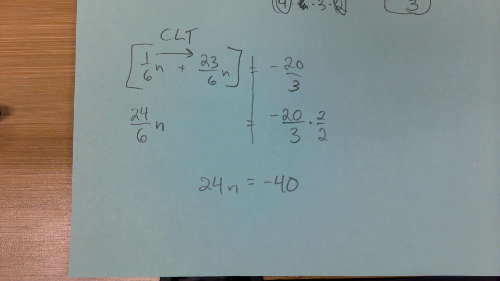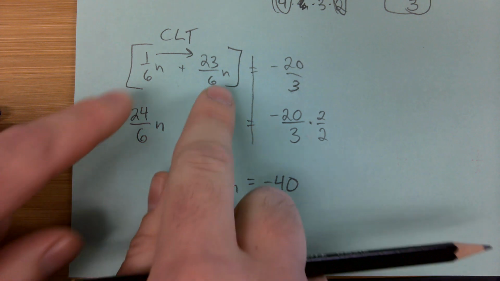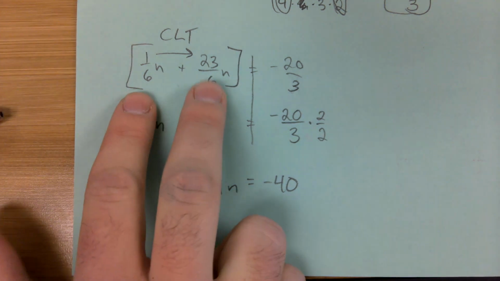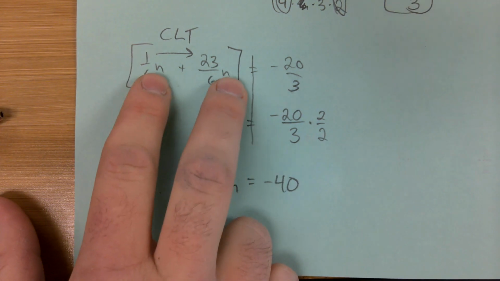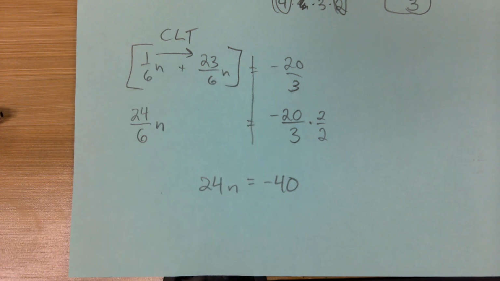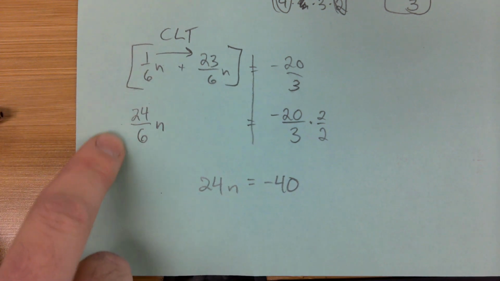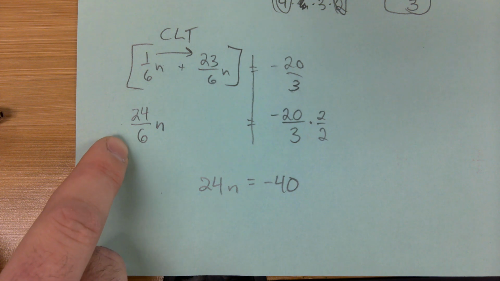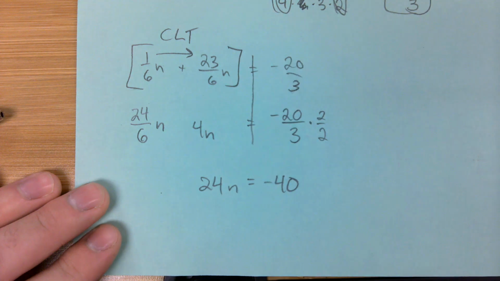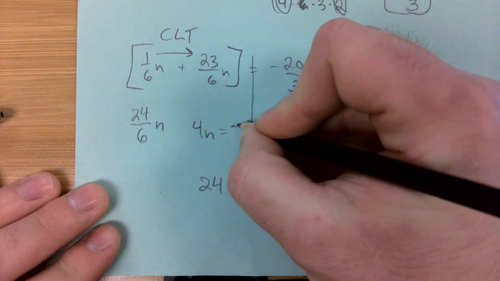I just want you guys to start to kind of see these patterns, right? There may be simpler ways to solve things. We just got to think outside the box a little bit. We see that we have the same denominator with the same variable. And you may even determine, hey, 24 over 6 simplifies to just 4, right? So we could simplify this to 4n equals negative 20 over 3.